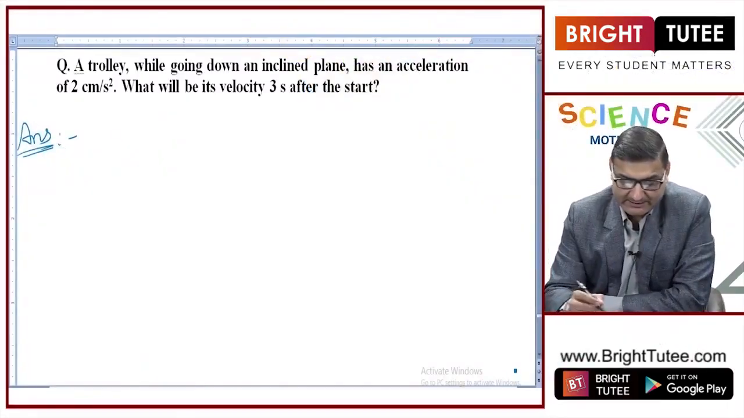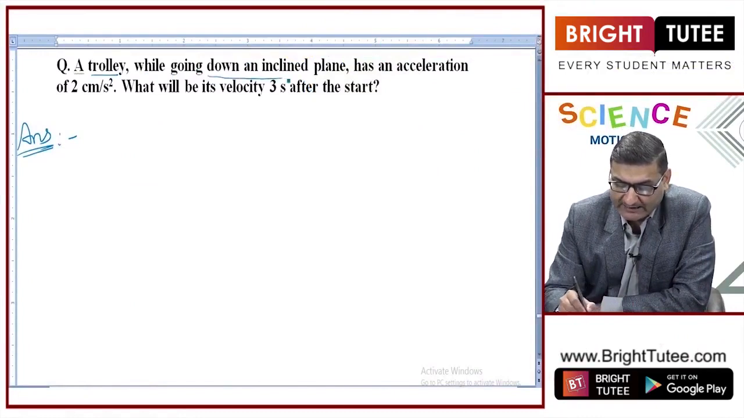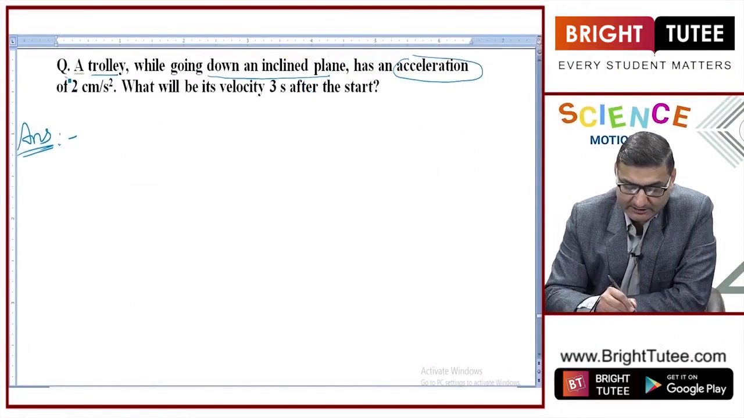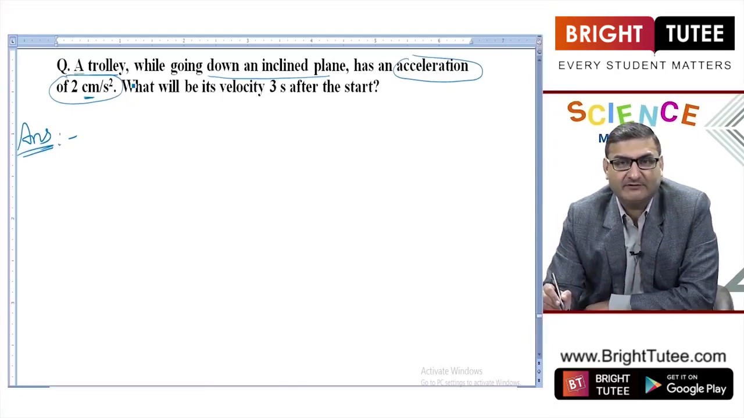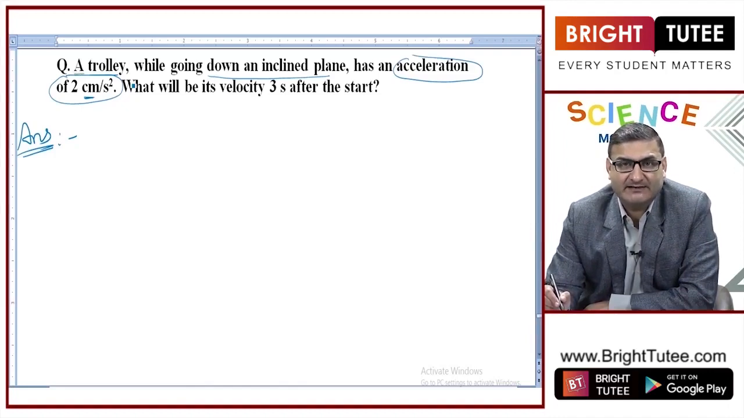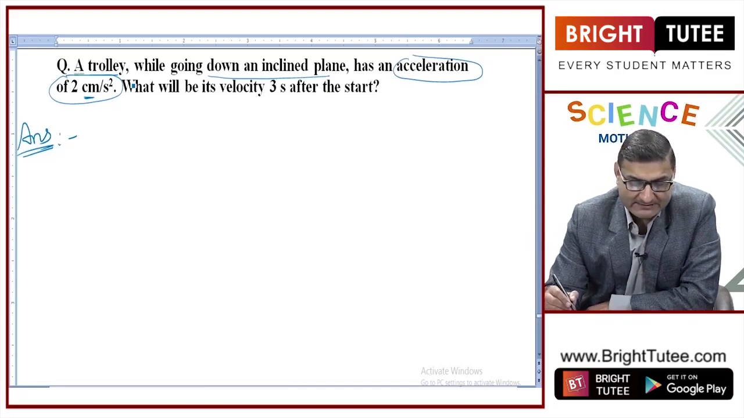Now what does this question say? A trolley while going down an inclined plane has an acceleration of 2 centimeter per second square. So this is something new you are encountering in this question, that now the acceleration is given in centimeter per second square, and we know that it should be in its SI unit, that is meter per second square. So simply we need to convert it. Alright, we will see how.